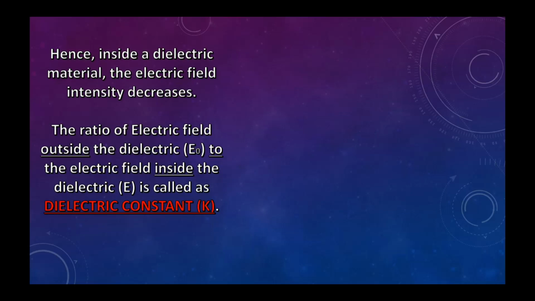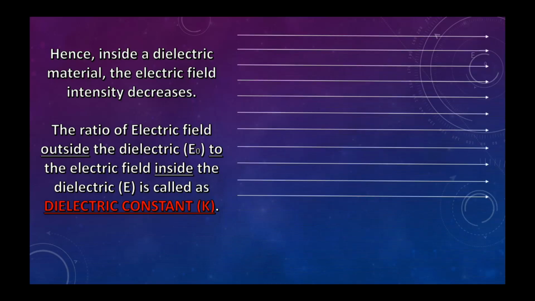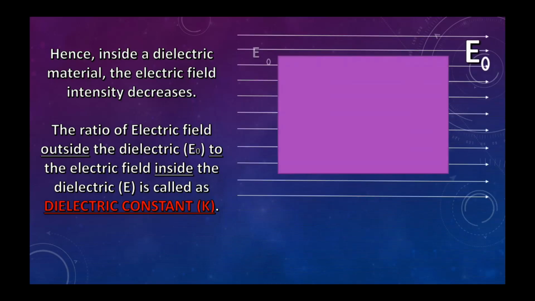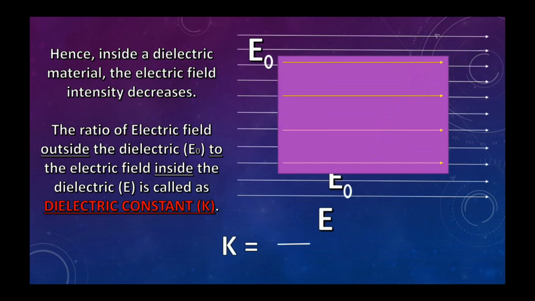Let us move to the next thing. The ratio of the electric field outside the dielectric, that is E naught, to the electric field inside the dielectric, that is E, is called the dielectric constant. So there exist two types of electric field, E naught outside the dielectric and E inside the dielectric, and the ratio of E naught by E is called the dielectric constant, which is given by K.